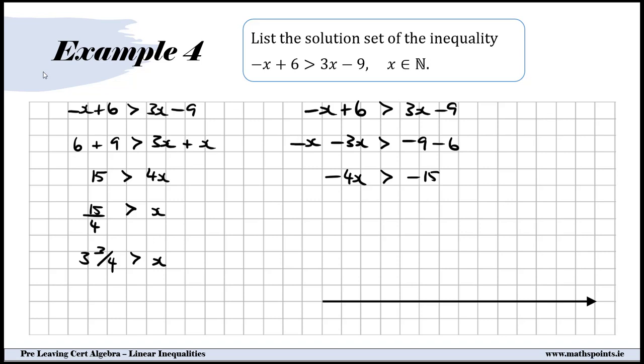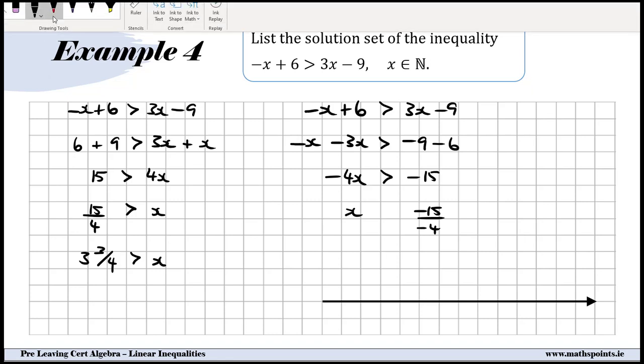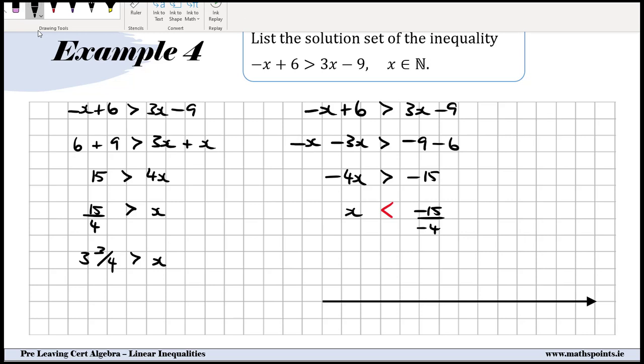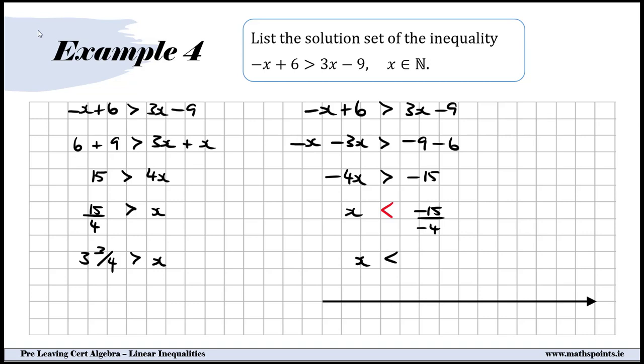Now, I need to divide both sides by -4 if I'm going to isolate the x and get the x on its own. So -4x divided by -4 is 1x, and then we have to divide the right hand side by -4. So -15 over -4. Now because I've divided by a negative number, the rule is that I have to change the direction of the inequality. So x is less than -15 over -4, but we know that a minus divided by a minus is a plus, and so x is less than 15 over 4, which is essentially the same as what we had over here on this side.